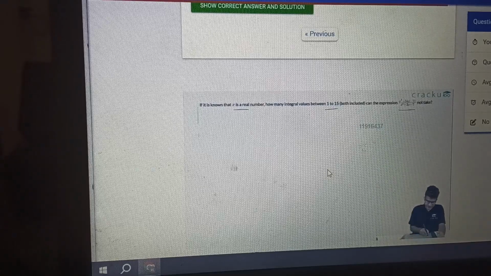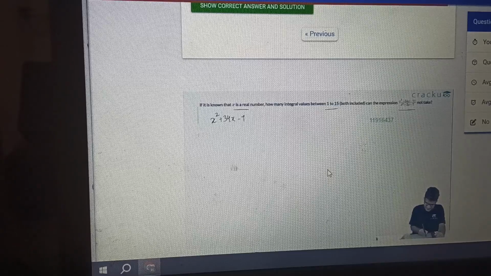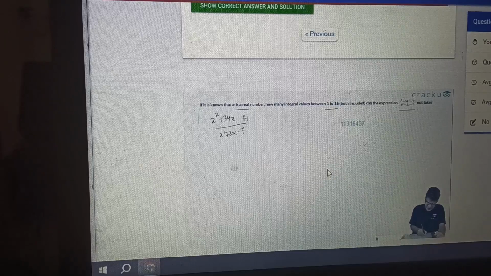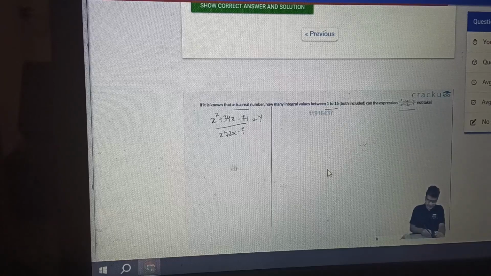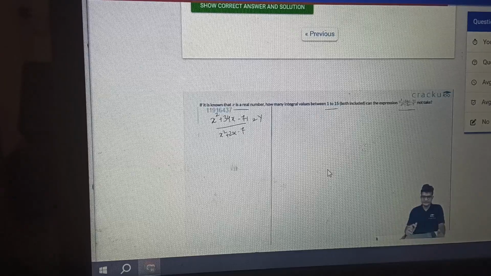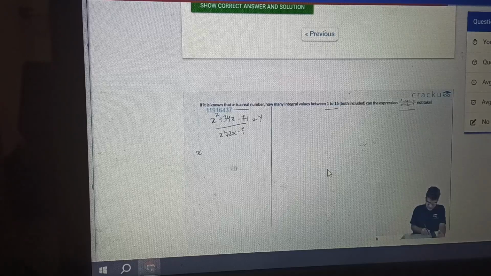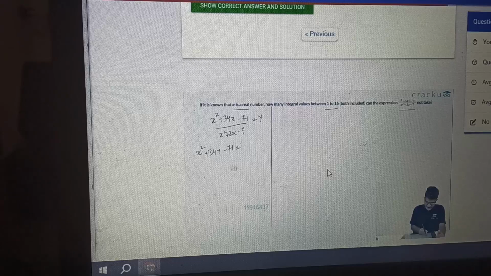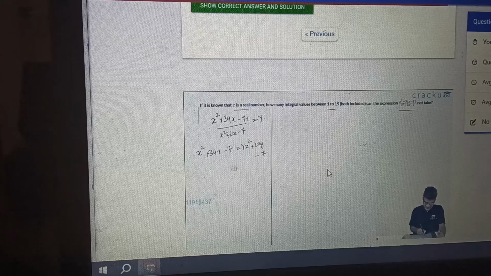So let us assume that the value of this expression (x square plus 34x minus 71) divided by (x square plus 2x minus 7) is equal to y for some variable y, and we'll try to figure out what are all the integral values between 1 and 15 that y cannot take. So let us cross multiply the denominator with the right hand side. So it becomes x square plus 34x minus 71 is equal to yx square plus 2xy minus 7y.